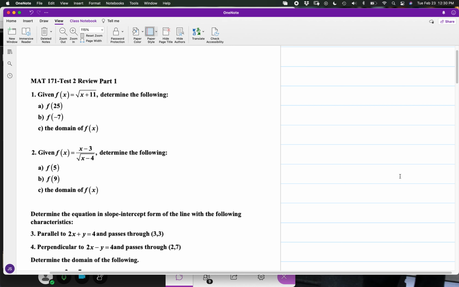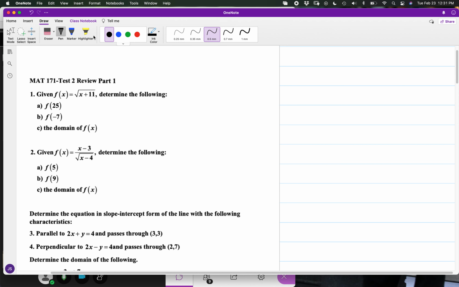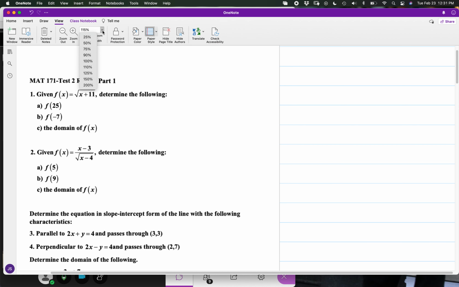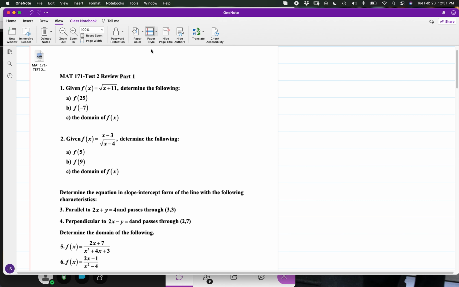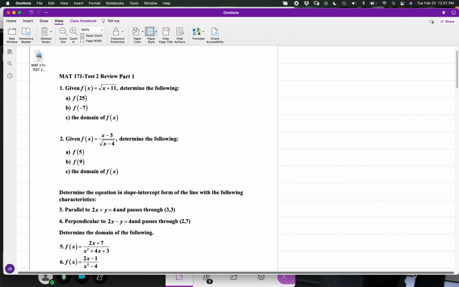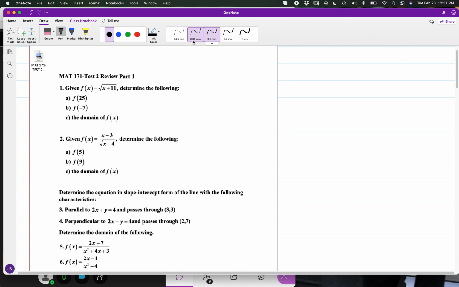Okay, so we have for the first item, the given function. Again, we have f of x is equal to the square root of x plus 11. And so for the first item, again, you have f of x equal to the square root of x plus 11. And we're looking, first of all, for f of 25.